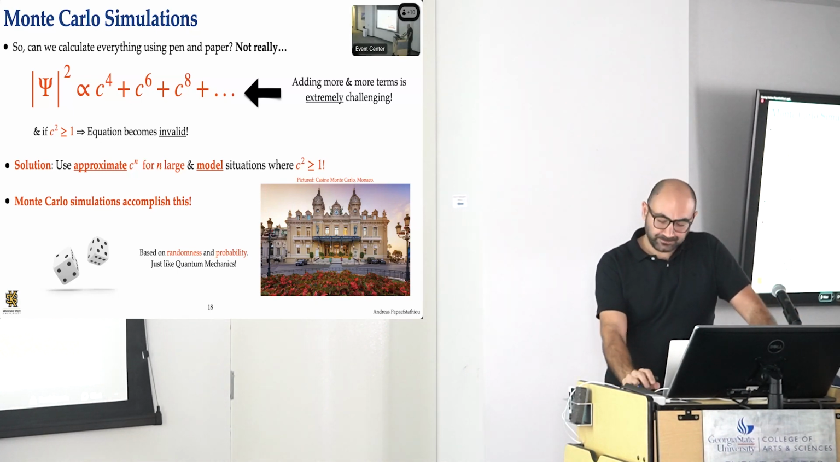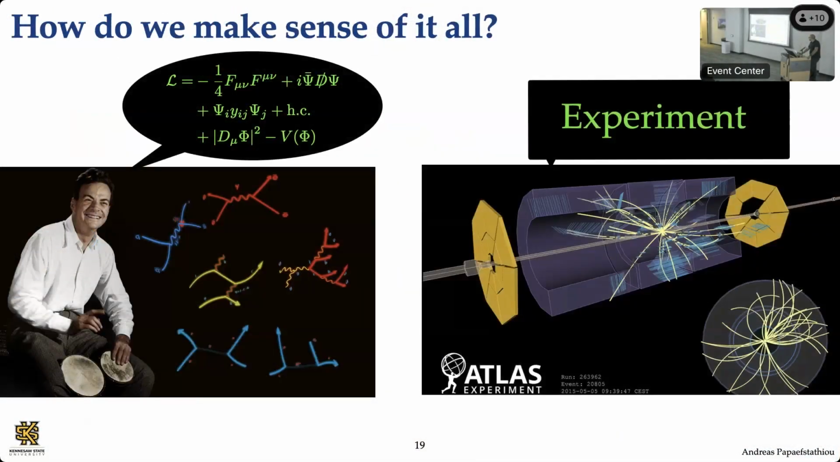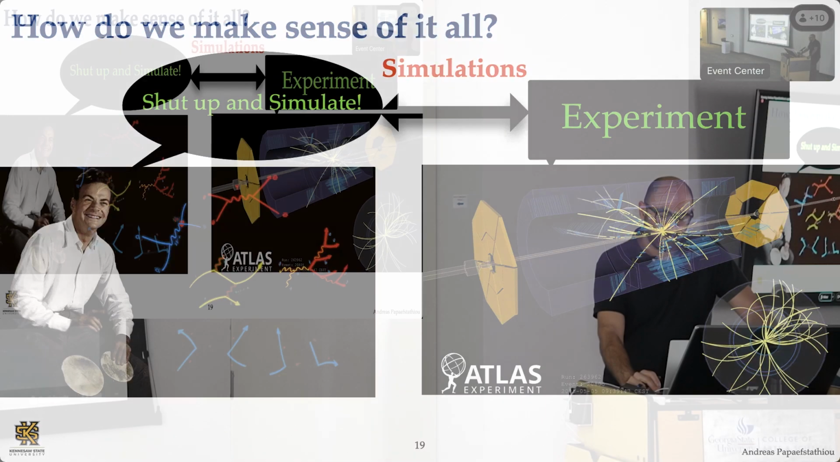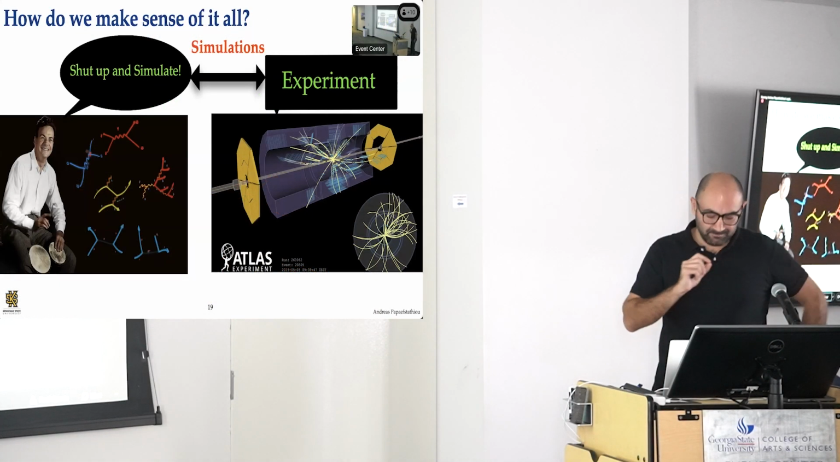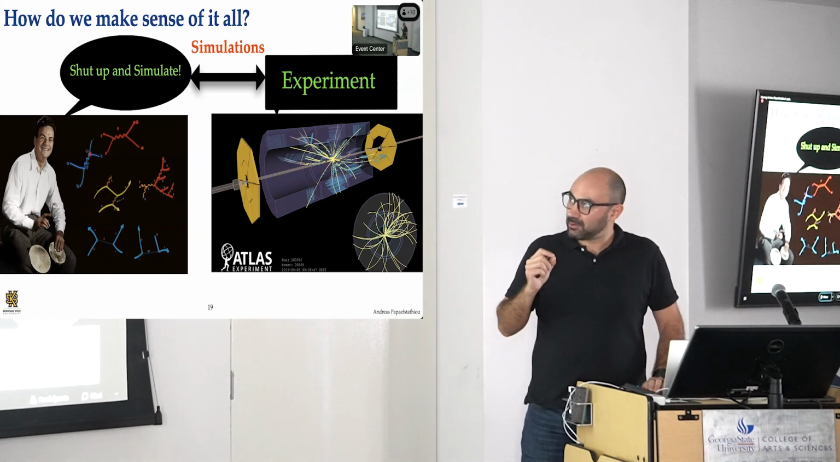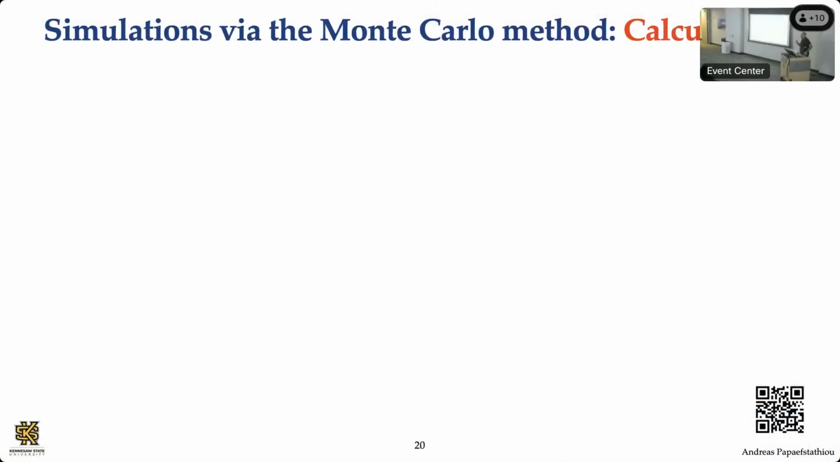So let me go back to this picture and this interaction between theory and experiment. I claim that one of the main ways to interact back and forth is through simulations. So the answer would be: shut up and simulate instead of calculate. Let me give you a flavor. You are probably already familiar with one of the simplest Monte Carlo simulations, and I'll describe it: how to calculate pi.